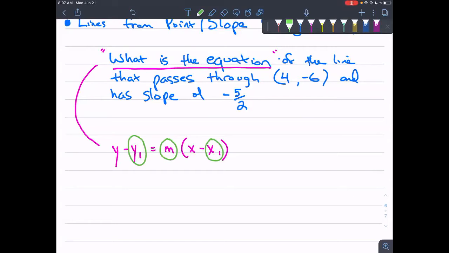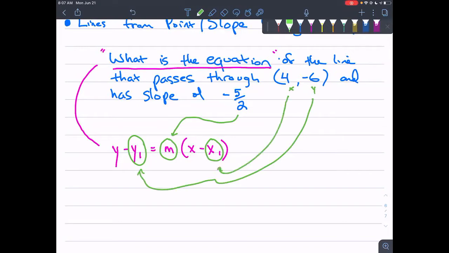Any ideas what y1 is going to be? -6, yeah. And then x1 is going to be 4. M, any ideas what m is? -5/2. Yeah, m is always the slope. So we can throw that there. These are always x and y for those ordered pairs. So -6 there, and then 4 here. Just going to work that out, and that's going to be our equation.